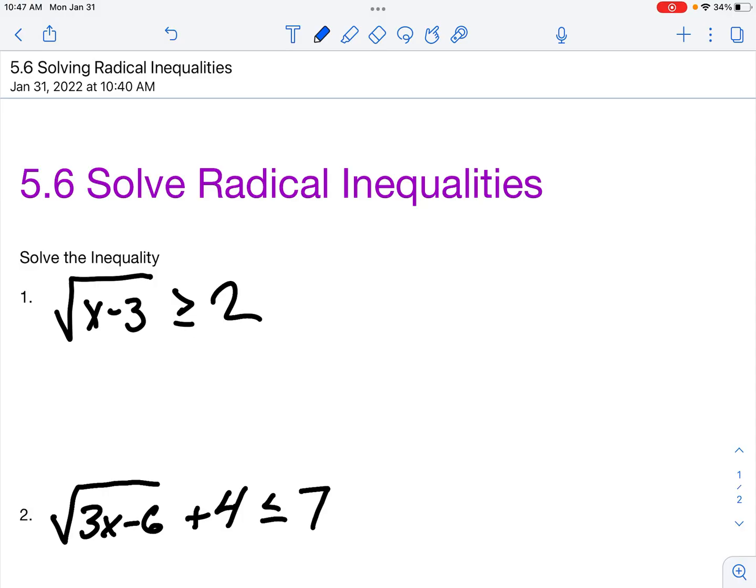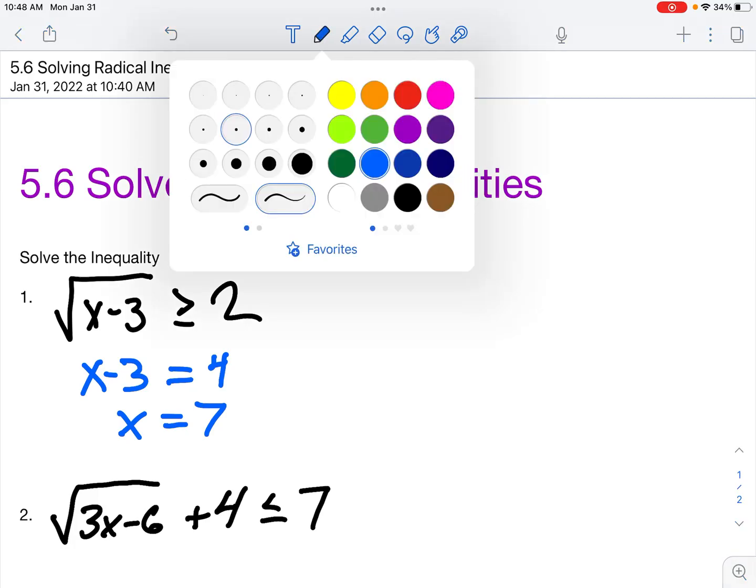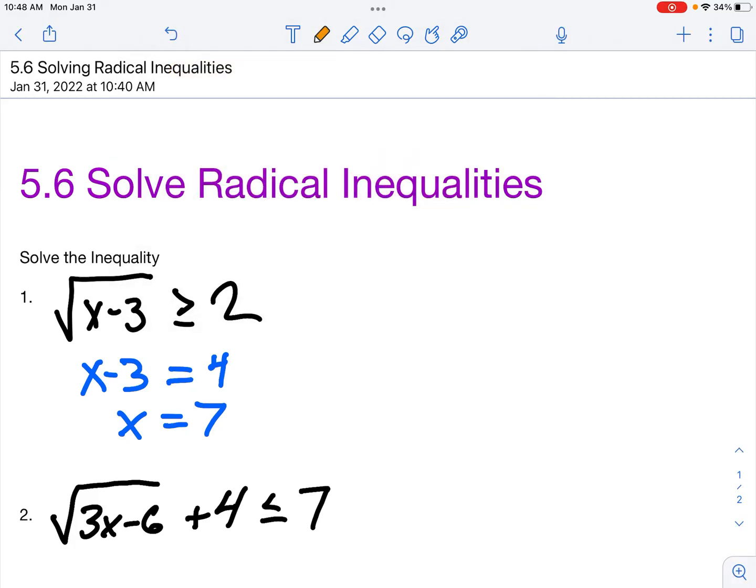My first step here is just going to be to square both sides, and I get x minus 3 is equal to 4. That's going to result in x being equal to 7. So 7 ends up being the critical value for me. Another aspect I can go through here is thinking about what this actually looks like.